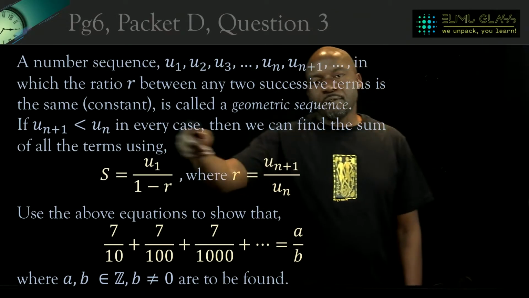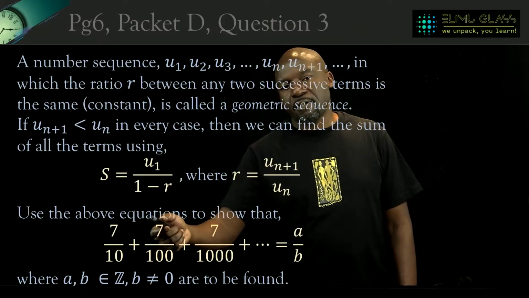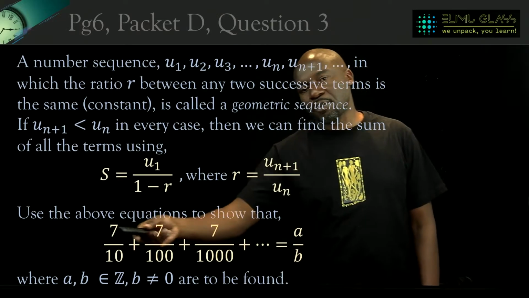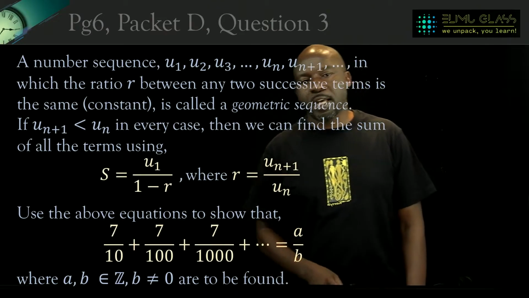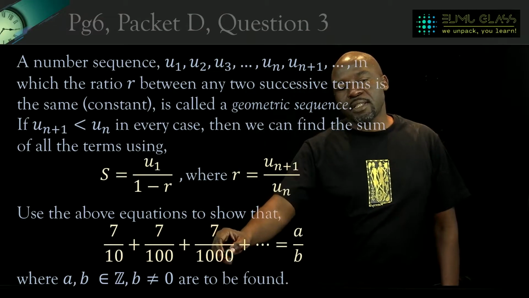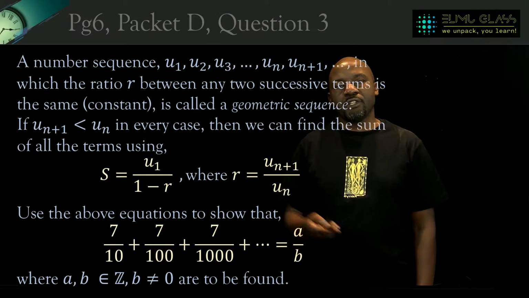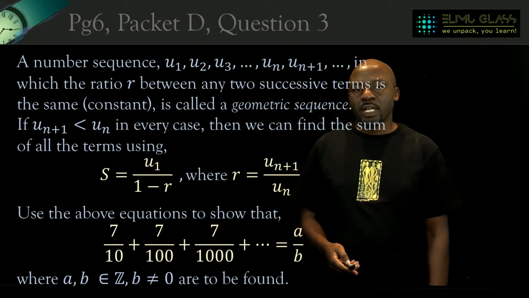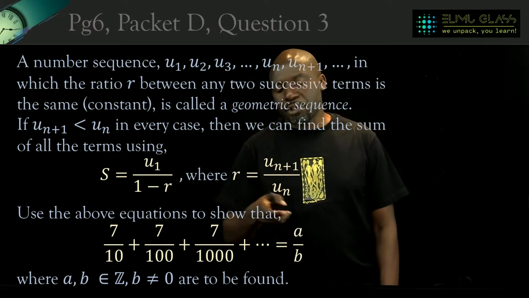Okay? Use that information to show that 7 over 10 plus 7 over 100 plus 7 over 1000 and so on to infinity, this is actually a recurring decimal, can be expressed as a fraction, which is to say is a rational number. So express the sum of this sequence all the way to infinity as a fraction. Okay, that's equivalent to saying change the recurring decimal 0.77777 into a fraction. So this is a second way of converting a recurring decimal into a fraction.